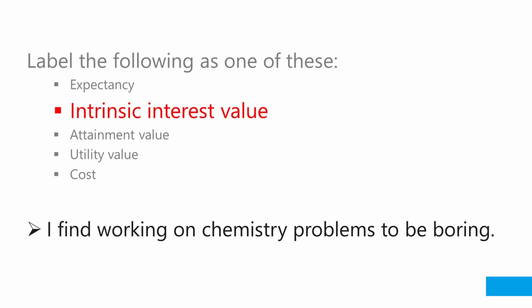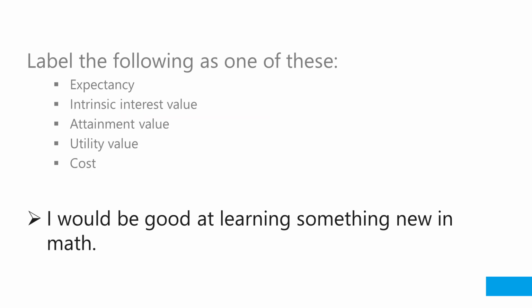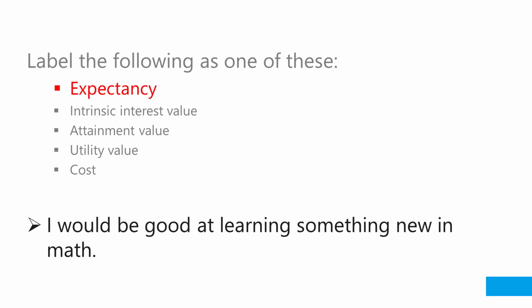This is an example of intrinsic interest value, because boring means that it's not interesting or enjoyable. That is, it's on the low end of the interesting and enjoyable spectrum. Let's do another one. "I would be good at learning something new in math." This one is an example of expectancy, because she expects to do well at learning something new in math.